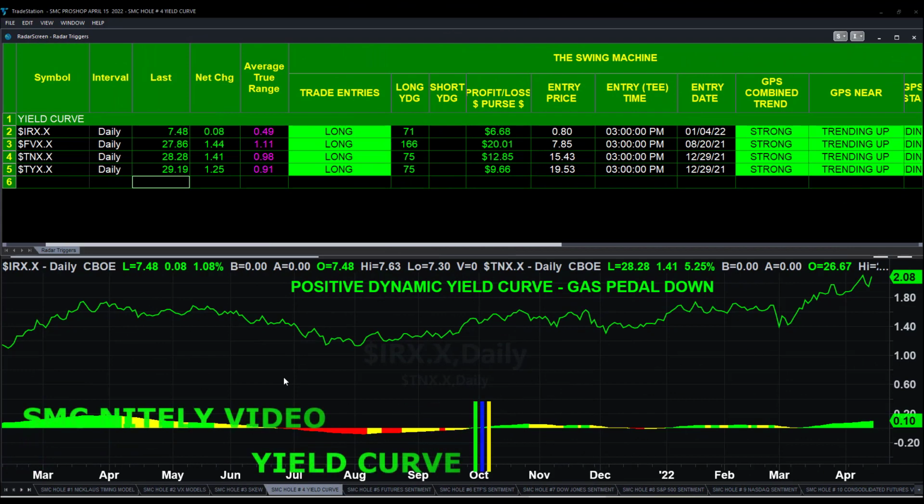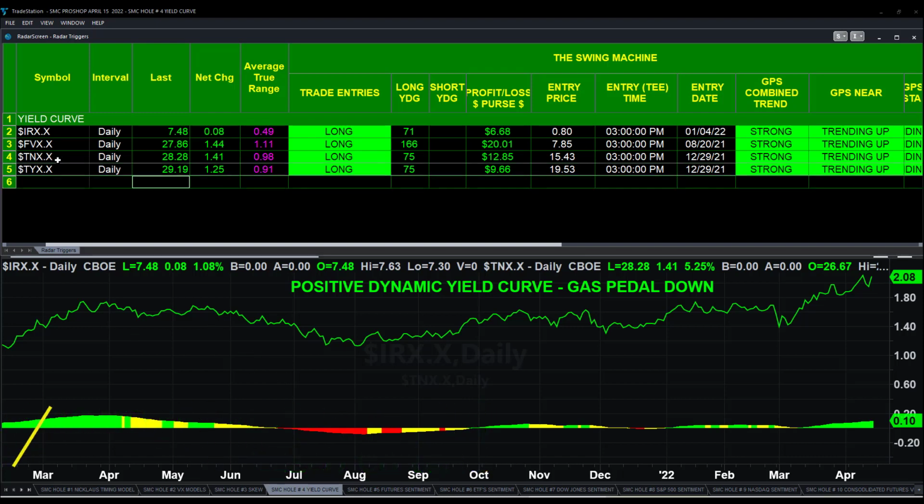Hole number 4, the yield curve. Now the yield curve, we want to take a minute or two and I want to explain to you what you're looking at. This is the yield on 13-week paper. 13-week, basically 90 days. 5-year, 10-year, 30-year. What is the yield, Bagger? This is the yield right here, 7.48.